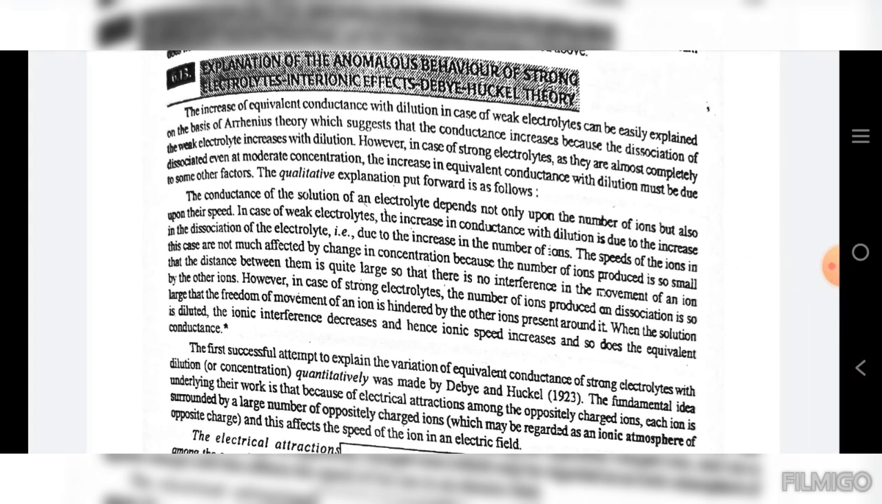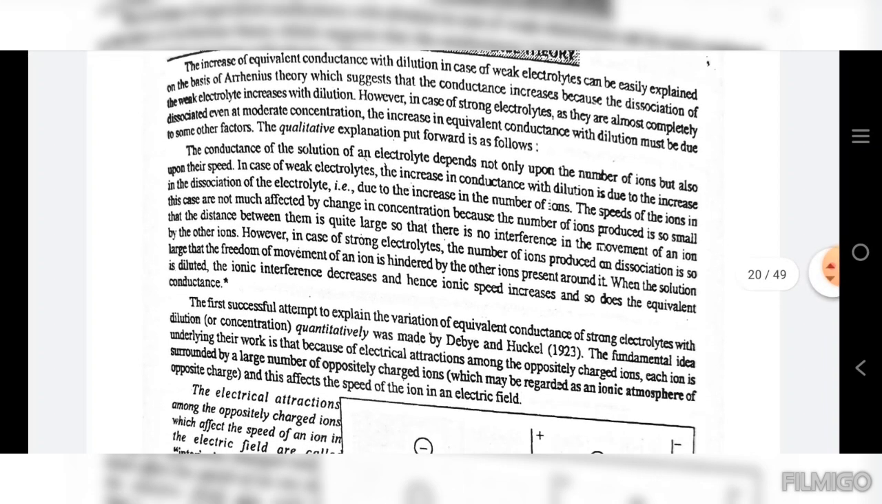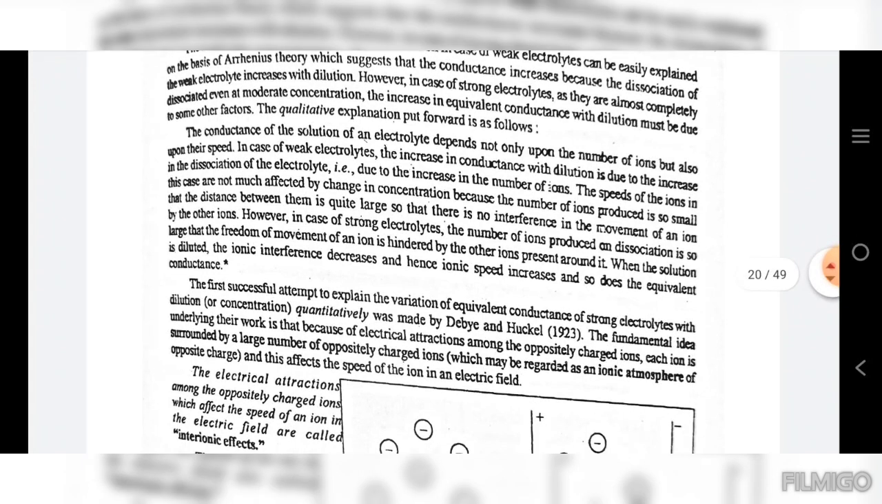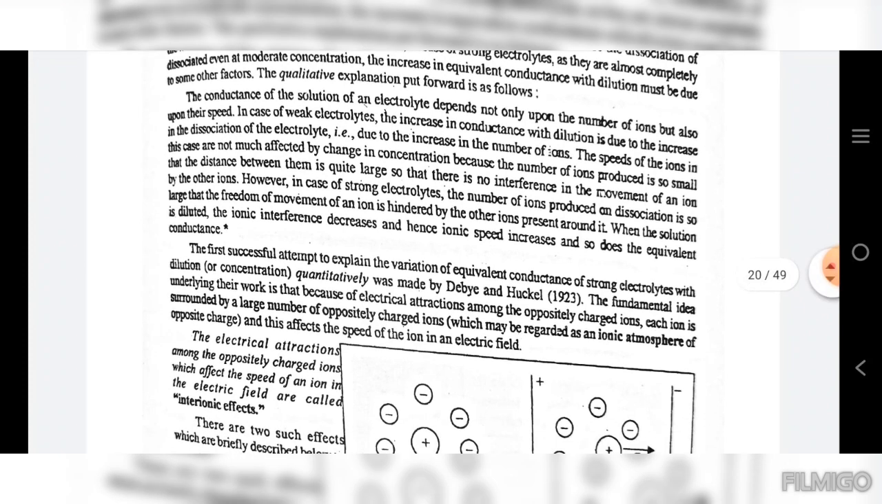The increase of equivalent conductance with dilution in the case of weak electrolytes can be easily explained on the basis of Arrhenius theory, which suggests that the conductance increases because the dissociation of the weak electrolyte increases with dilution. However, in the case of strong electrolytes, as they are almost completely dissociated even at moderate concentration, the increase in equivalent conductance with dilution must be due to some other factors. The qualitative explanation put forward is as follows.